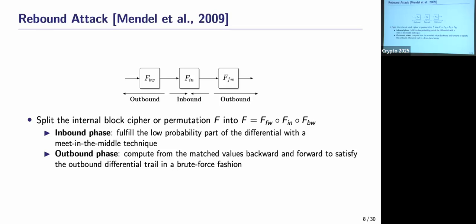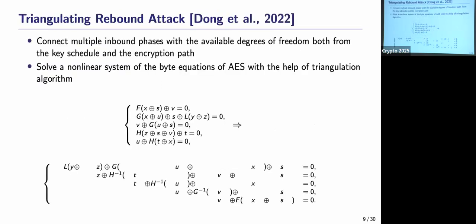Rebound attack is introduced by Mendel et al. It splits the internal block cipher F into 3 subparts, named as inbound and outbound phase. In the inbound phase, the attackers efficiently fulfill the low probability part in the middle of the differential with a meet-in-the-middle technique to get matched pairs. The remainder of the characteristic is the outbound phase, which is fulfilled in a probabilistic manner.